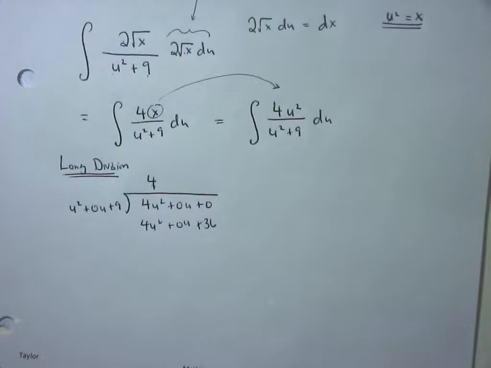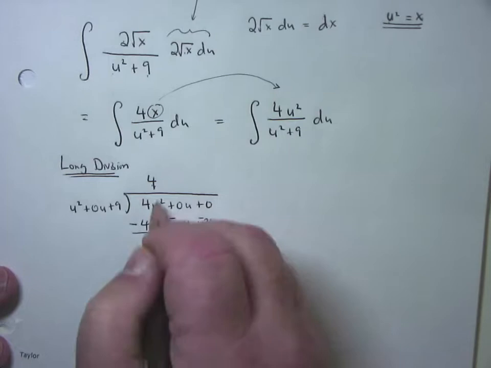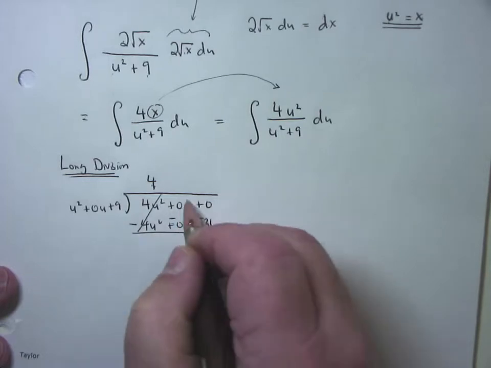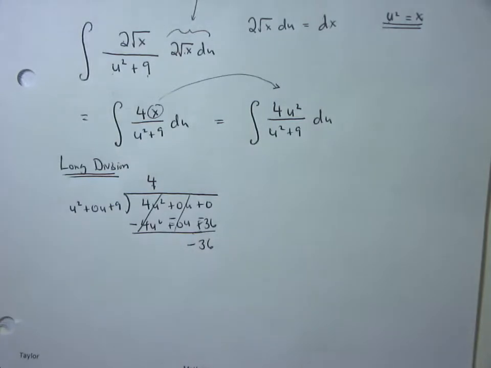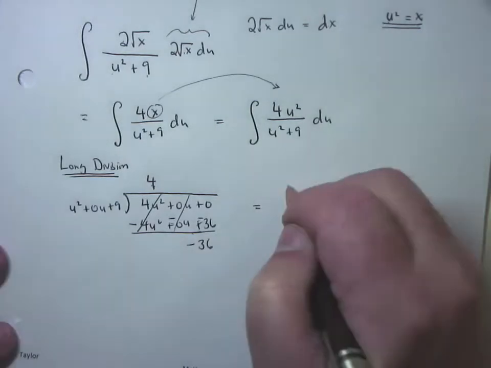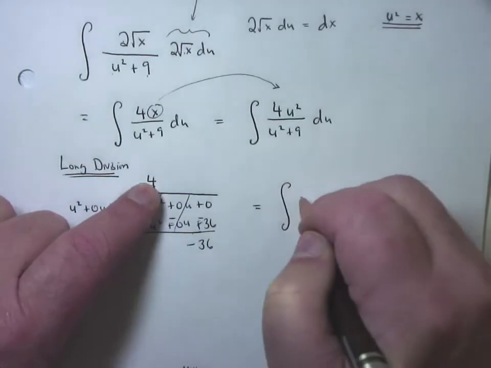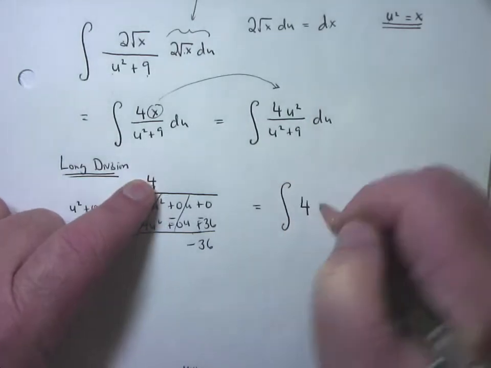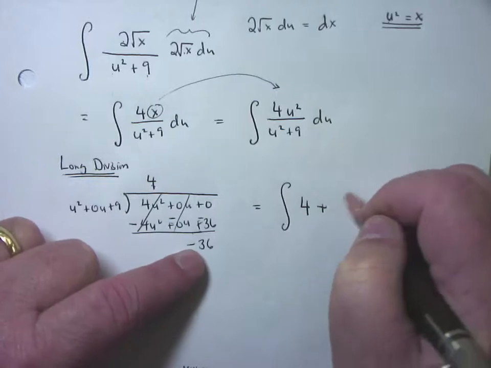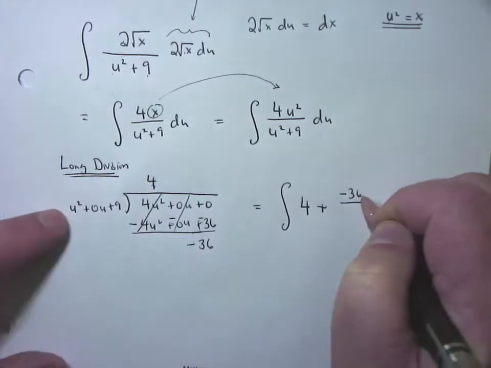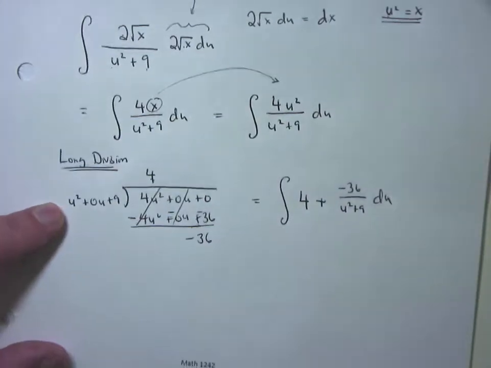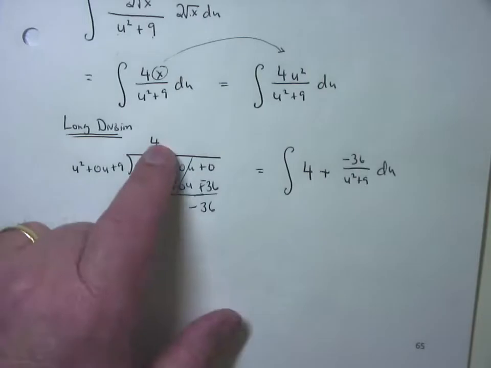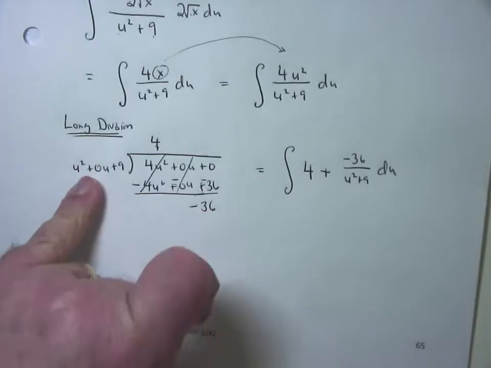What's a long division? What's my next move? Subtract. Changes all my signs. First term cancels. But 0u minus 0u pretty much cancels too. And I'm left with 0 minus 36, which is negative 36. So I'm going to rewrite this problem as the integral of my quotient, which is 4, plus my remainder, which is negative 36, over my divisor of u squared plus 9, and put your du there. Quotient plus remainder divided by divisor.